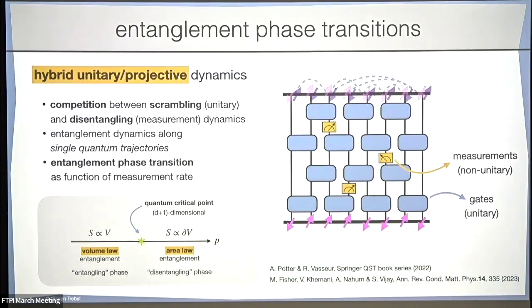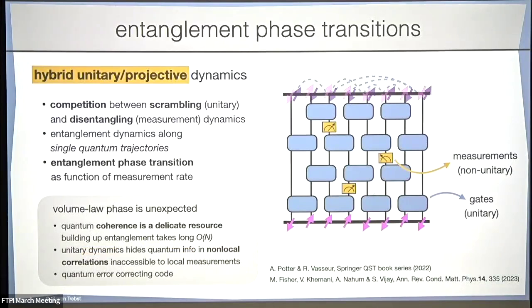So what does that mean? It means that for some probability of putting measurements into these circuits, there will be a range where the ensemble of wave functions that come out of these circuits have volume law entanglement, whereas if there are more measurements, they will have area law entanglement, and there's a sharp transition. And the surprising thing here is that this volume law phase survives an infinitesimal amount of measurements, and doesn't immediately break down into an area law. Good. So probably Roman will talk more about these types of ideas in his talk.